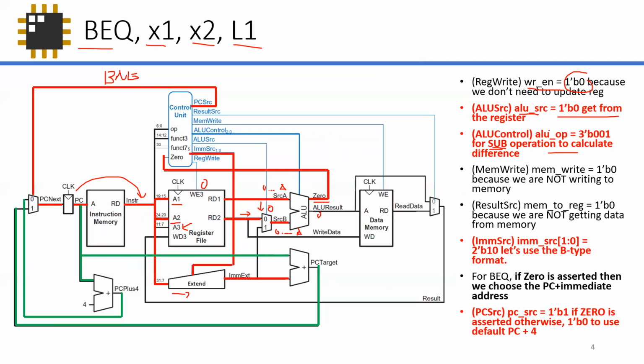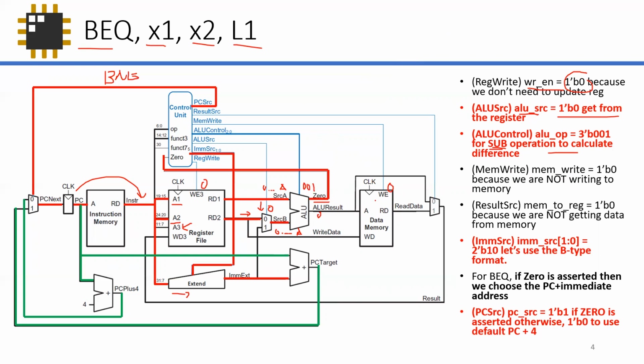Okay, so I hope it's clear that we use the subtraction operation for that. Now, what else is important? Memory write. Are we writing to memory? No, so we keep it at 0. Oops, I forgot to write. The ALU operation should be 001.